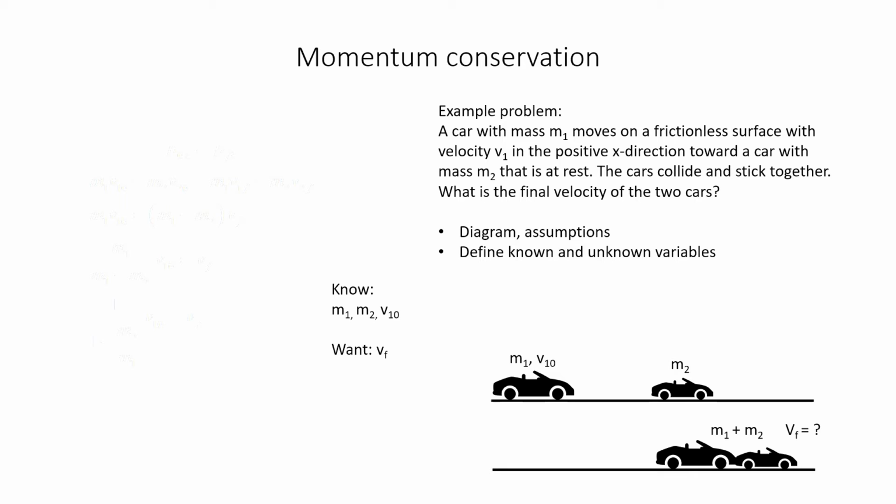Now let's define our known and unknown variables. We know the masses of the two cars, m1 and m2, and the initial velocity of car 1, v1,0. We want the final velocity of the cars that are stuck together. We can just call that v final.